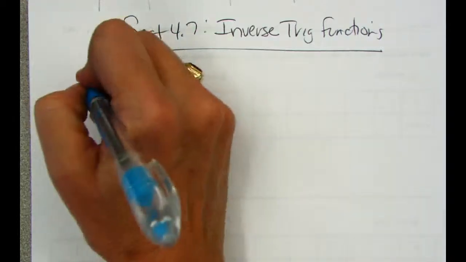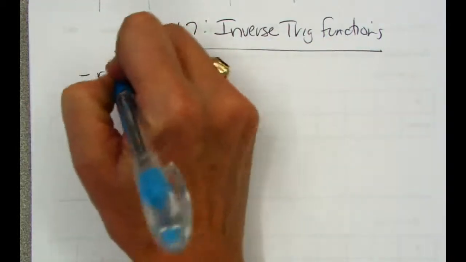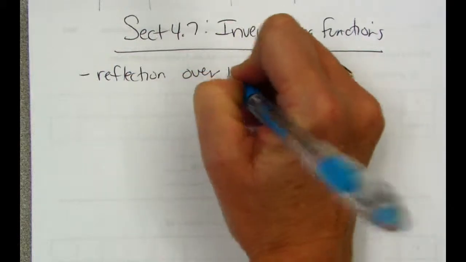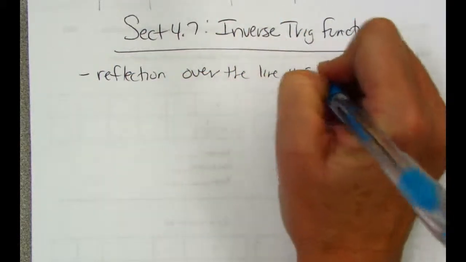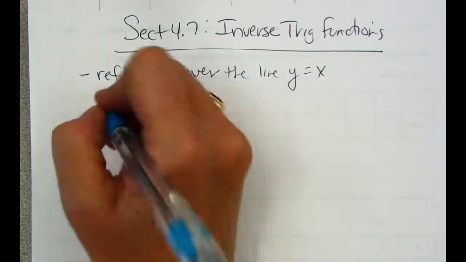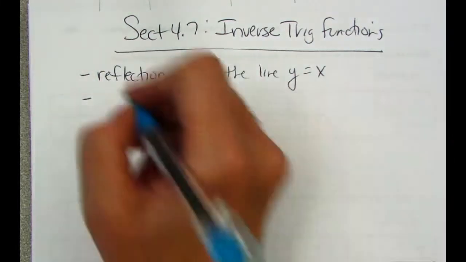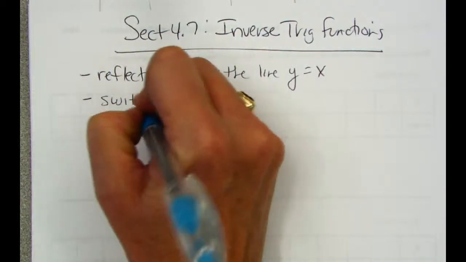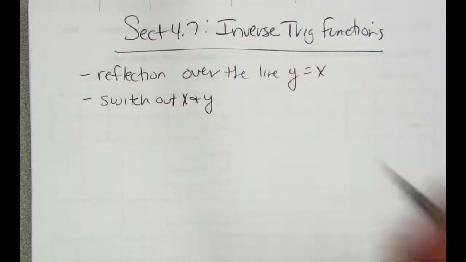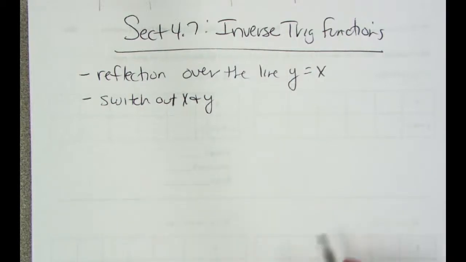So on inverses, let's see, we have reflection over the line y equals x. That's my inverses. They reflect over the line y equals x. So if they reflect over the line y equals x, then we also switch out the x's and the y's in the ordered pairs, because we reflect over y equals x.